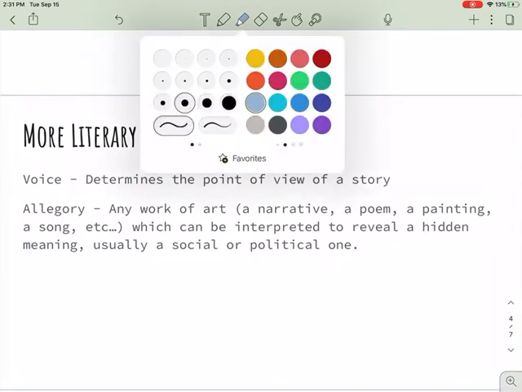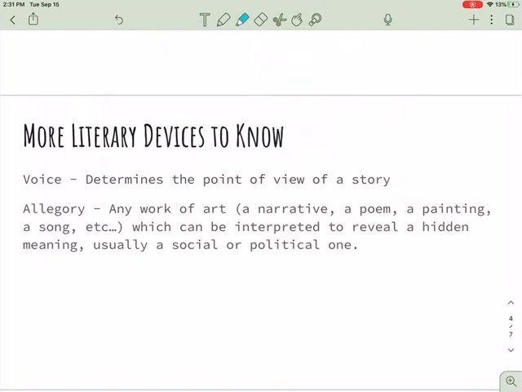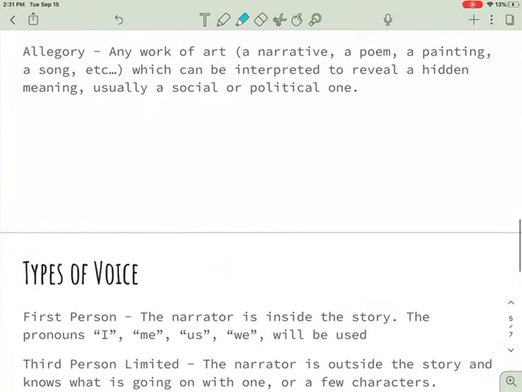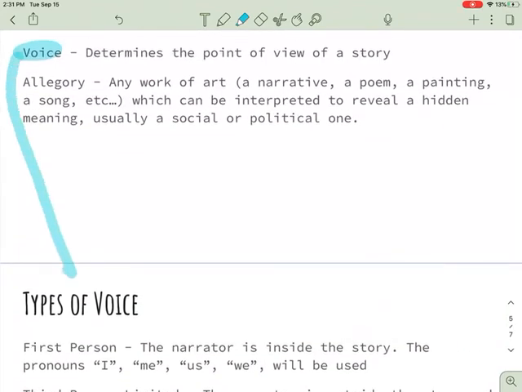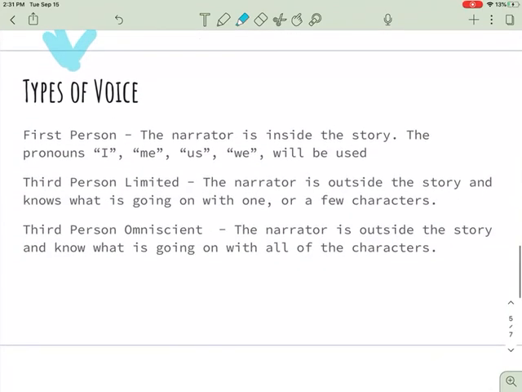We're going to start with voice and then come back up to allegory. So when we talk about voice, the voice determines the point of view. And we have different types of point of view. So let's go down here. So in first person, the narrator is inside the story. And we know that it's first person because we're going to see these sorts of pronouns. So you have the story, and the narrator is inside. They really only know their point of view.